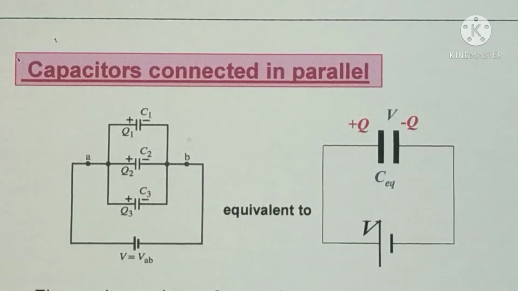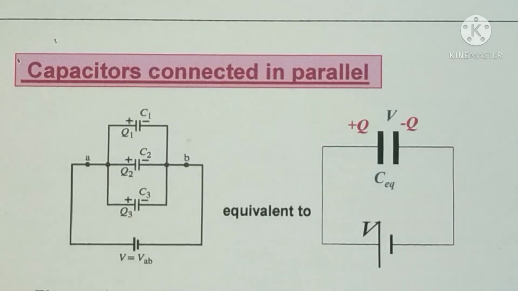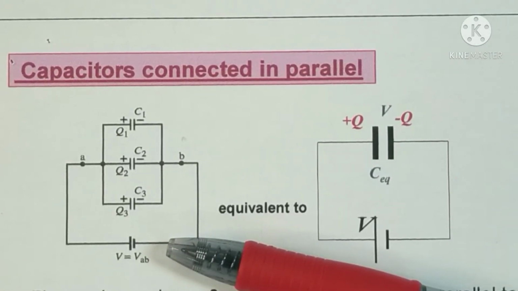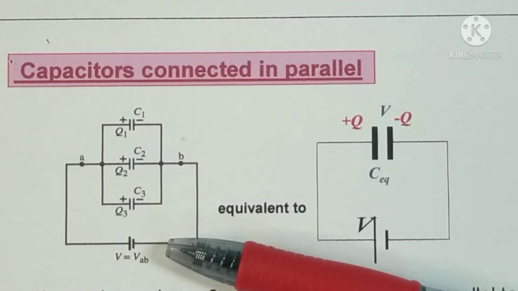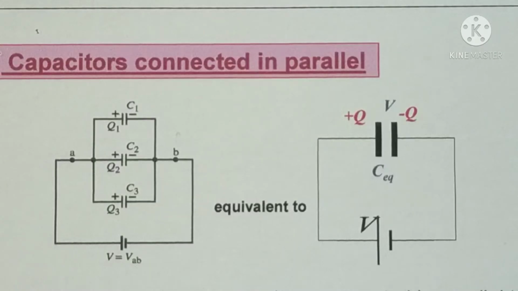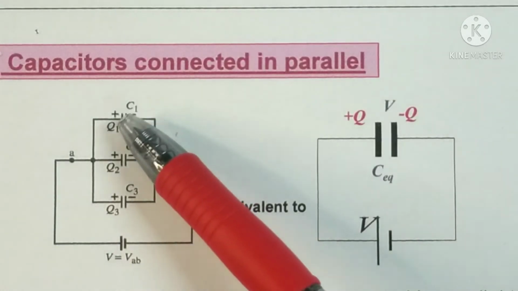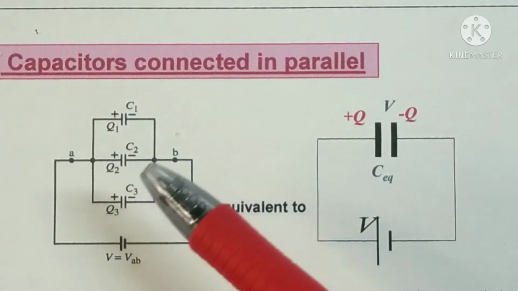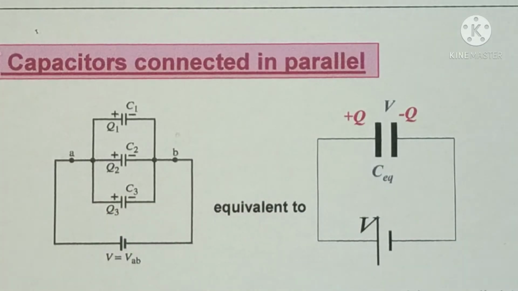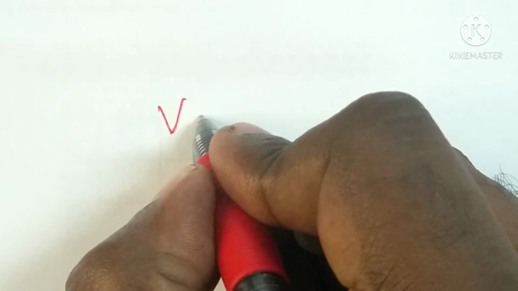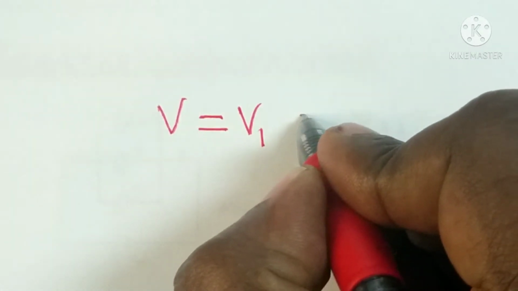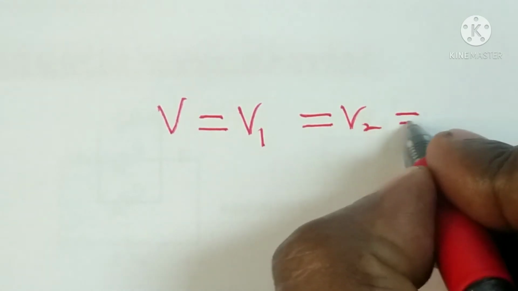How about if the 3 capacitors are connected in parallel? When 3 capacitors are connected in parallel to a battery, the capacitors are all charged until the potential differences across the capacitors are the same. The potential difference across each capacitor is the same as the supply voltage V. Thus, the total potential difference V on the equivalent capacitor is V equals V1 equals V2 equals V3.